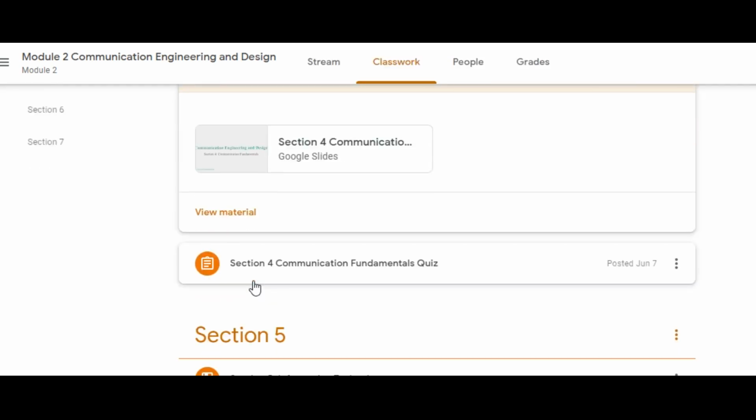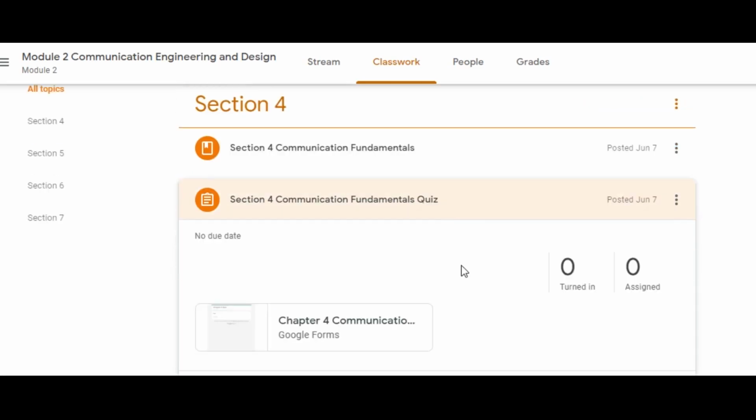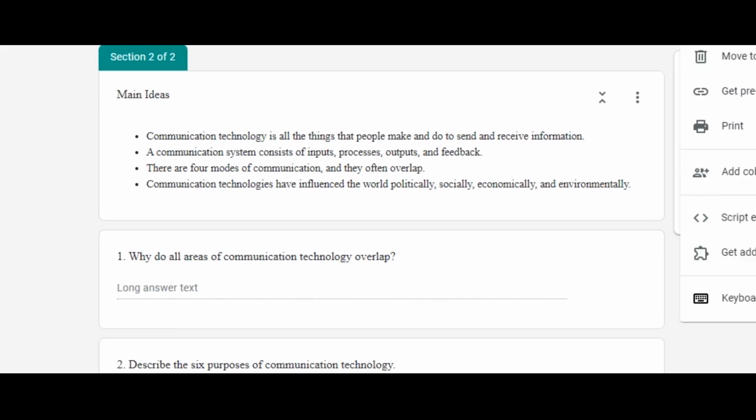But this is Section 4. I'm going to click on Section 4, Communication Fundamentals Quiz. Here is the quiz. Main ideas. Okay, let's make this big.